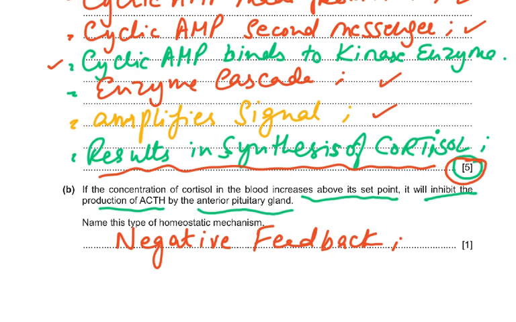Just like when your blood glucose level rises, insulin is produced. But if the blood glucose falls, insulin will stop being produced. So this is what you had to understand. Name means there was just one name to it, so you should have thought about it. Set point, increase, decrease, return to normal is negative feedback.